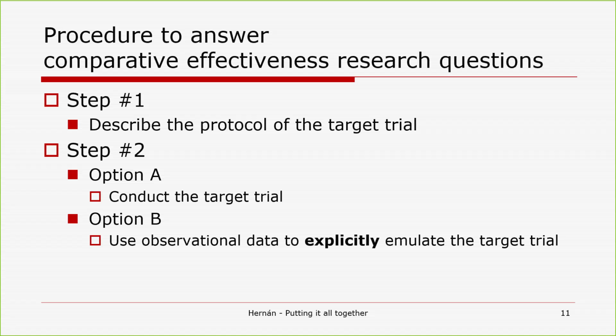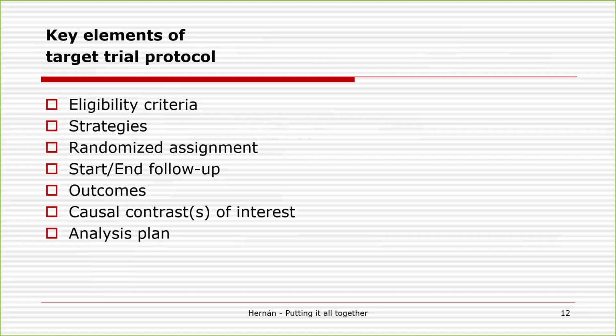First, we ask the question. And how do we ask the question? By describing the protocol of a target trial. And second, we answer it. And how do we answer the question? Well, if we are lucky, we can conduct our target trial. If we are not lucky, we will use observational data to emulate the target trial. And that's where observational data comes into the picture.